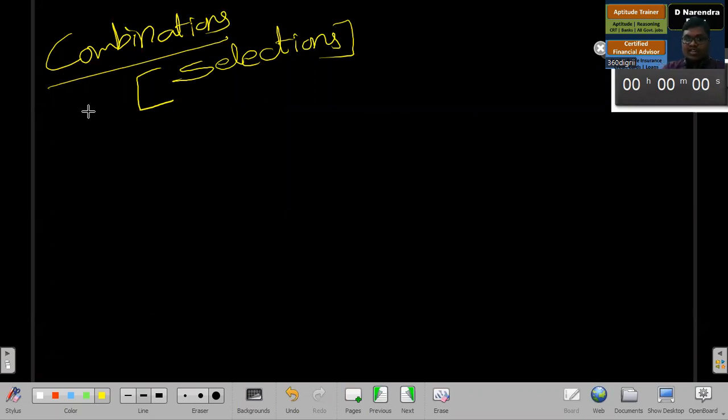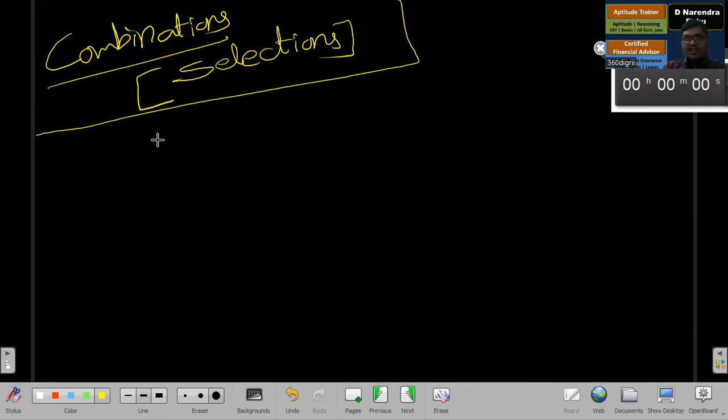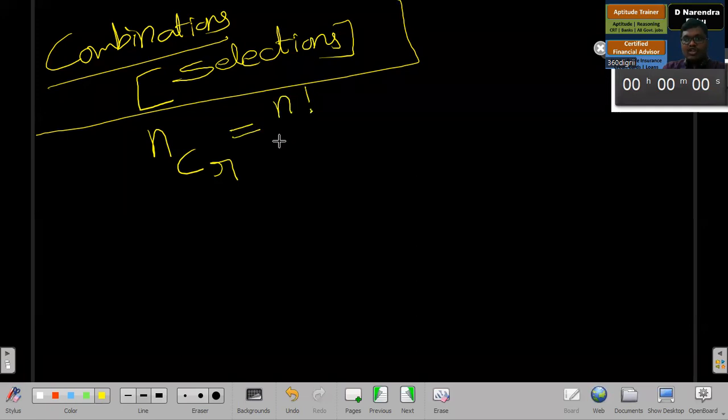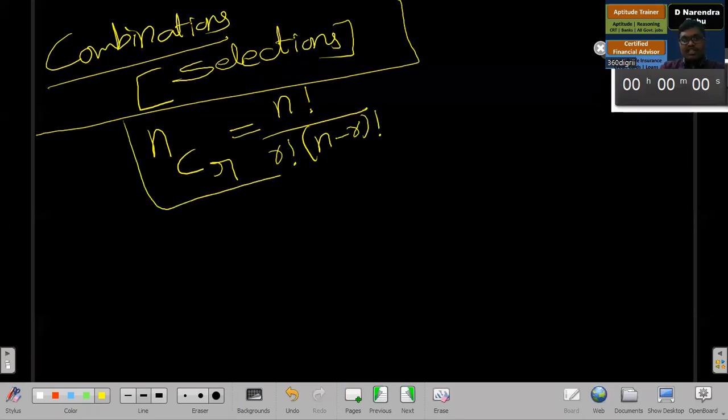Okay, so that is the meaning of combination. It is nothing but selections. How they will ask, what we have to do, and everything we will discuss now, guys. Here we have to use one formula that is called nCr, n factorial by r factorial into n minus r factorial. What is the meaning of this formula?